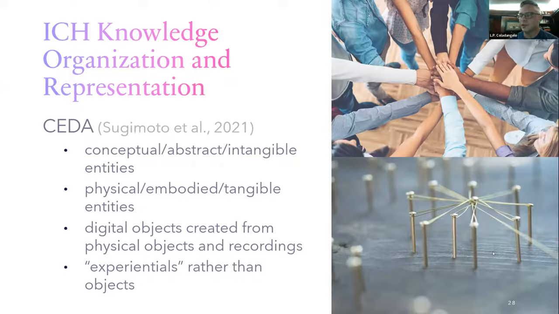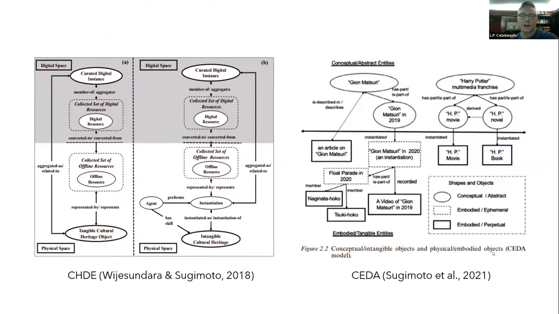In this case, the relationship between digital objects created from physical objects and recordings of ICH are contextualized in a digital archives environment. The model also refers to intangible entities, not as objects, but as experientials, noting that experientials may not be directly archived, but there are entities which are the objects of metadata description. And here I've included two figures from those models. I hope that we'll get a chance to talk more about them because I think they're going to be particularly informative in terms of separating some of those aspects of conceptual, abstract, physical, and then differentiating between the physical space and the digital space of our information systems.